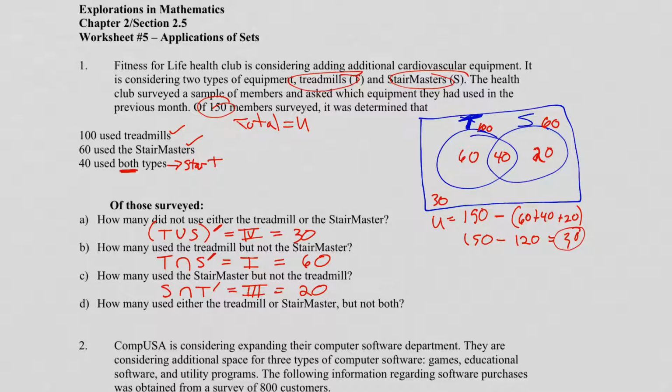Okay. Now, last question. How many used either the treadmill or the Stairmaster but not both? So basically it's exclusive to both. All right, so what do I mean by that? Basically nothing shared, so that means we're talking about region 1 plus region 3. In other words, the 60 on the left plus the 20 on the right, and that's going to be 80. Okay?